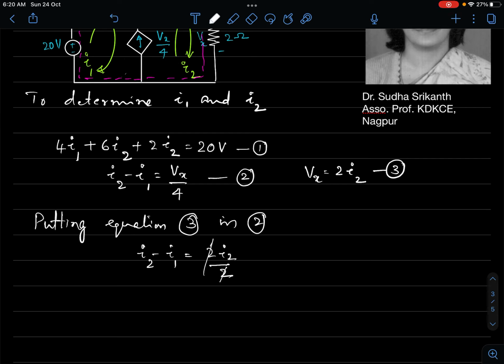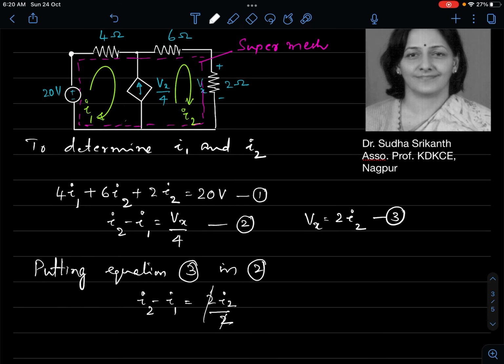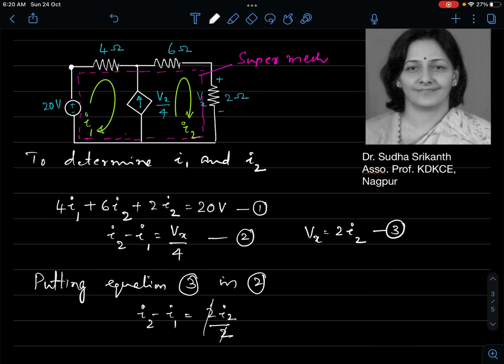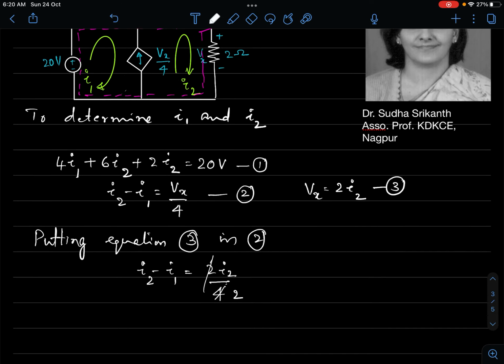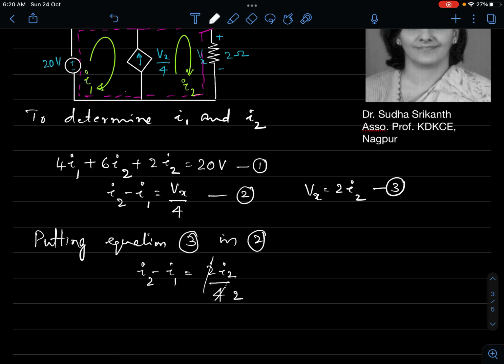All right, so I've got Vx by 4, right? So this is 2I2 by 4. This is not 2, this is Vx by 4. So I've got this to be 2. So I2 minus I1 is equal to I2 by 2. Or if I take it on that side, I will get I2 by 2 minus I1 equal to 0. This is one equation. This is my equation 4.